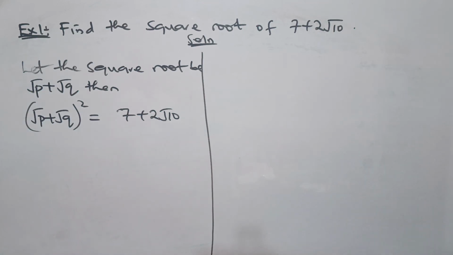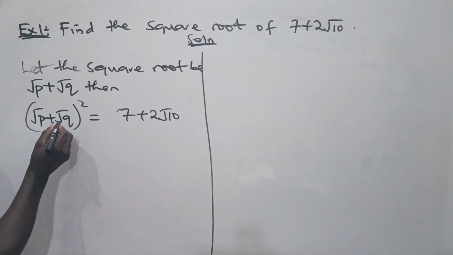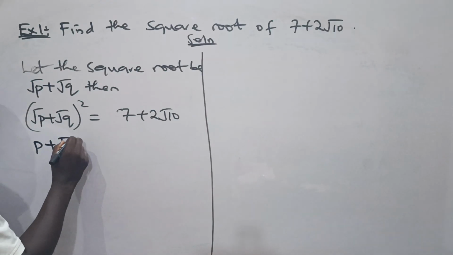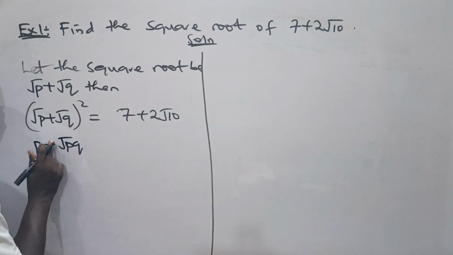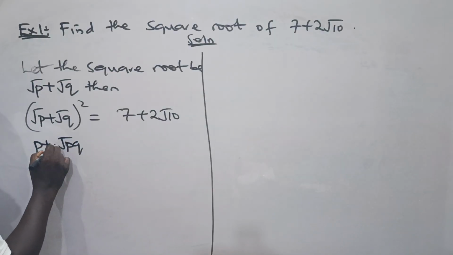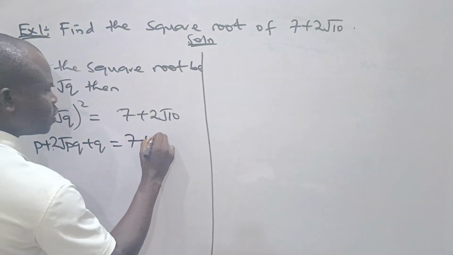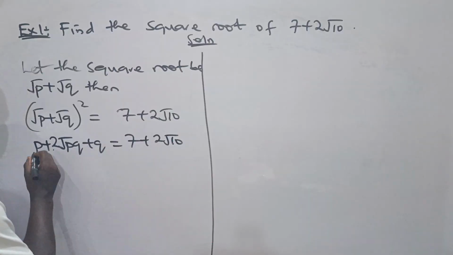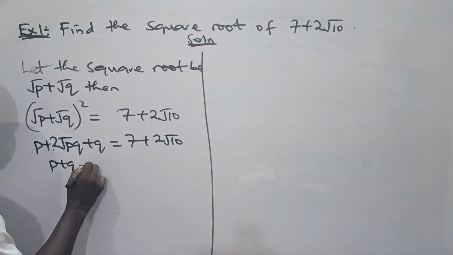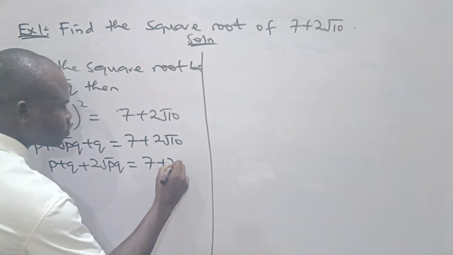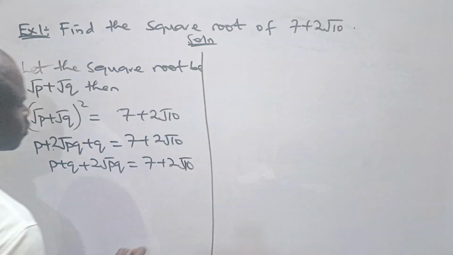If that is the square root of what you are given, then the square of this will be what we have on the board. When we open up and expand, we are going to get p plus 2 square root of pq plus q equal to 7 plus 2 root 10. Then we can say p plus q plus 2 square root of pq will be equal to 7 plus 2 square root of 10.